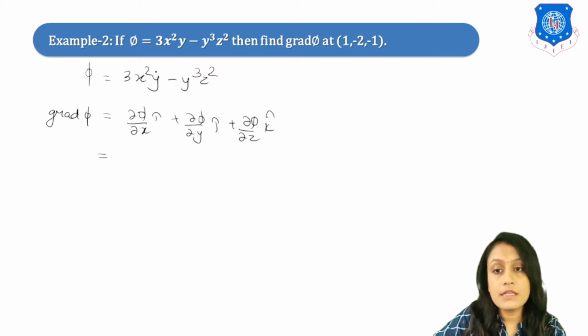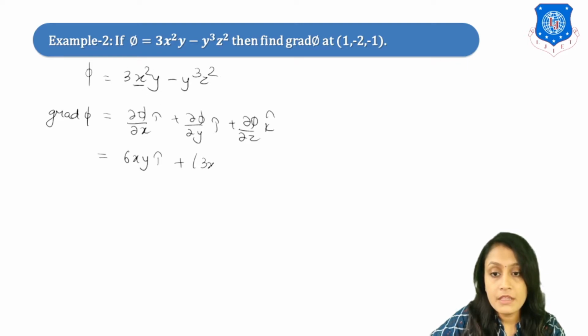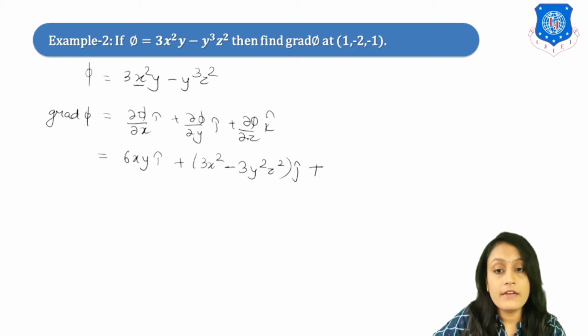So derivative with respect to x: derivative of x square is 2x, so here we will get 6xy. Here we don't have x, so its derivative is 0. So just i plus. Now we have to find derivative with respect to y. From this we will get 3x square minus, from this we will get 3y square z square, and j cap as it is, plus now del phi by del z means derivative of phi with respect to z.